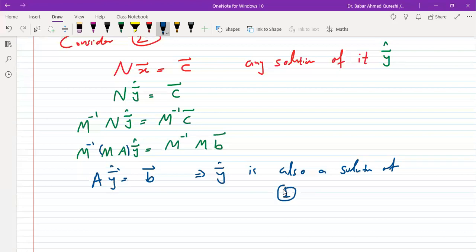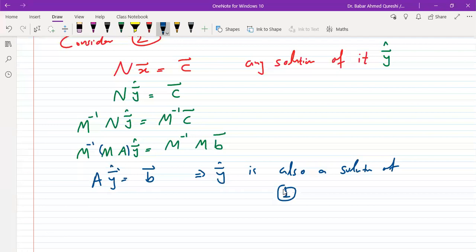So that means if I take any solution of 1, it's also a solution of 2. And if I take any solution of 2, it's also a solution of 1. So the solution set is same. So what do you call such systems? They're equivalent. They're no different. But remember that to go the other way around, I had to assume that M is non-singular. This is going to happen only if M is non-singular, not otherwise.